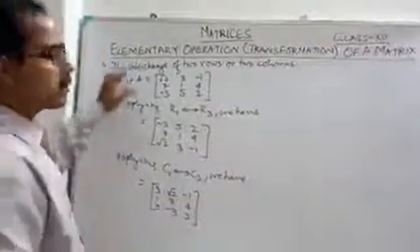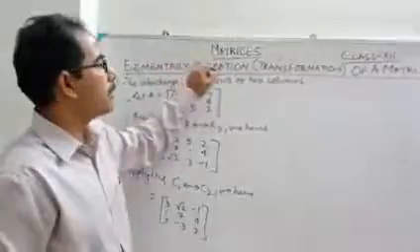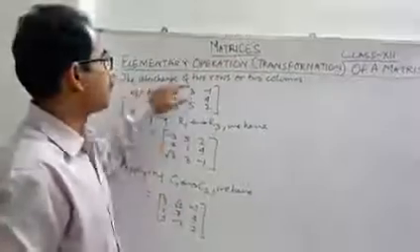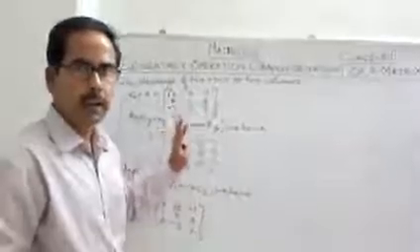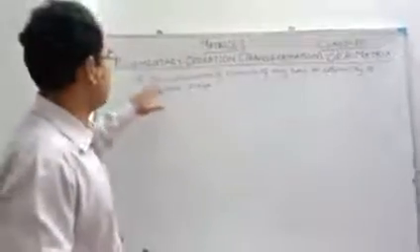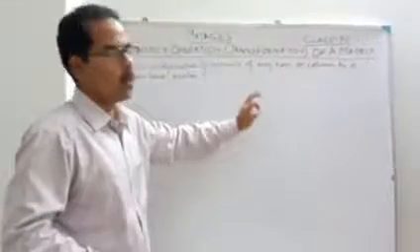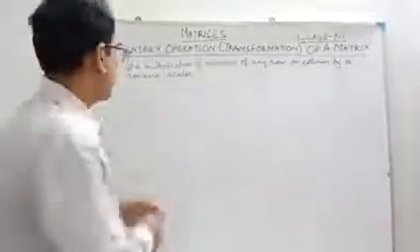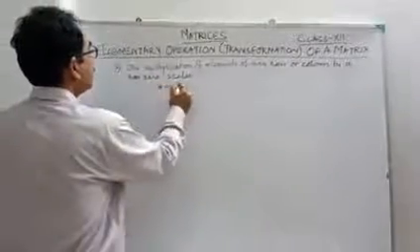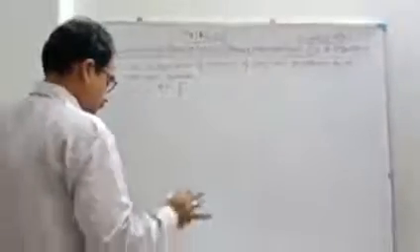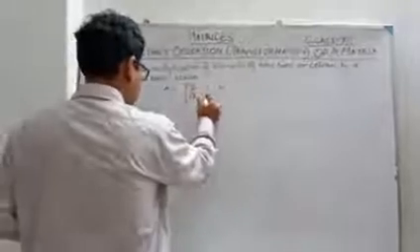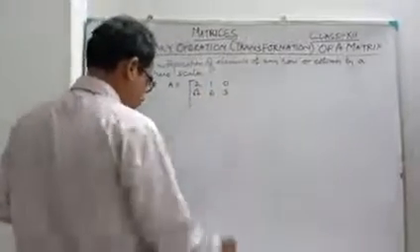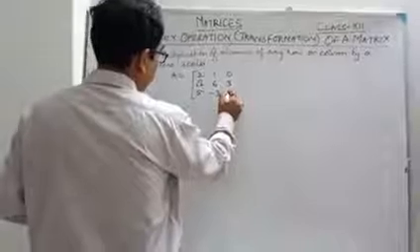I hope the first point of the elementary operations of a matrix, that is the interchange of two rows and two columns, is clear. Now the second one, students be careful here, the multiplication of elements of any row or column by a non-zero scalar. Okay, so let us take up an example. Suppose A equal to any matrix, 2, 1, 0, then root 2, 6, 3, then 5, minus 3, 2.